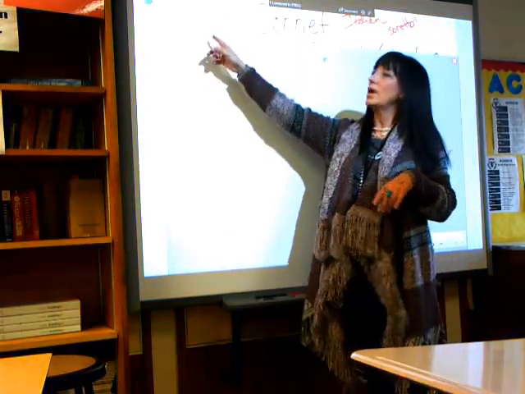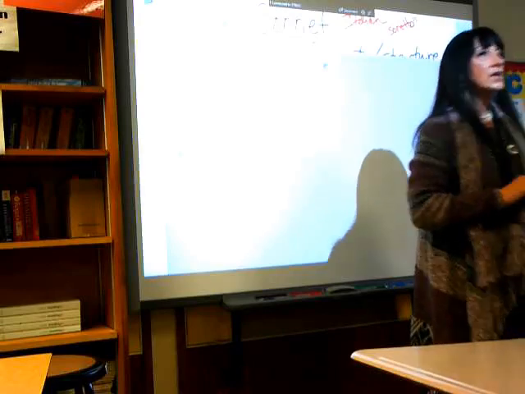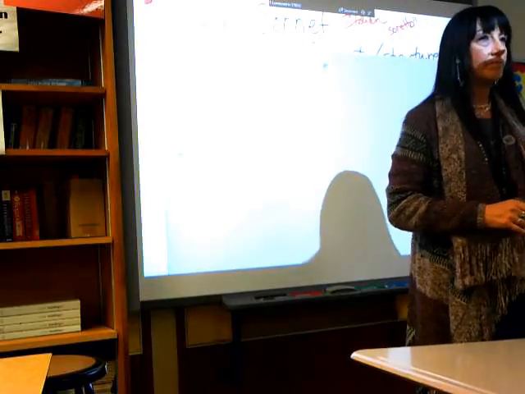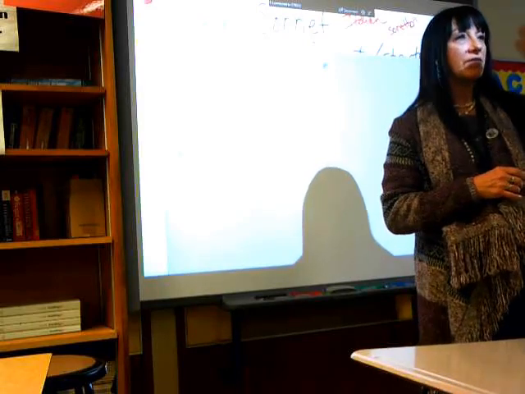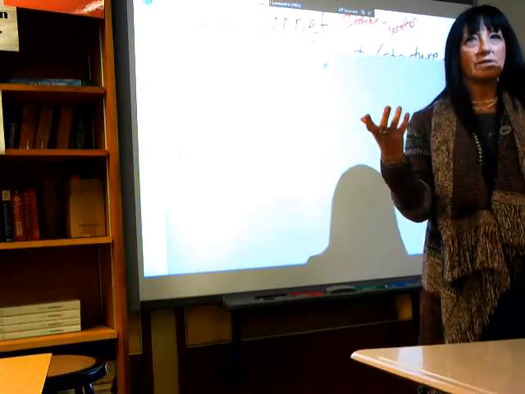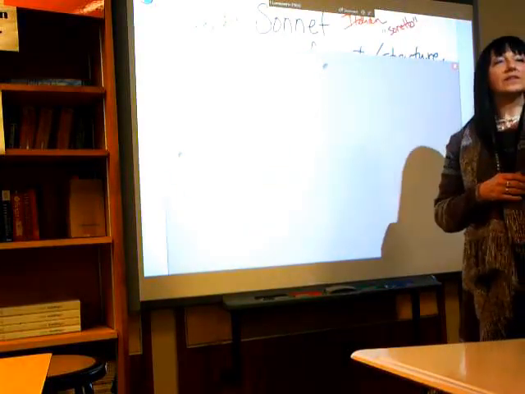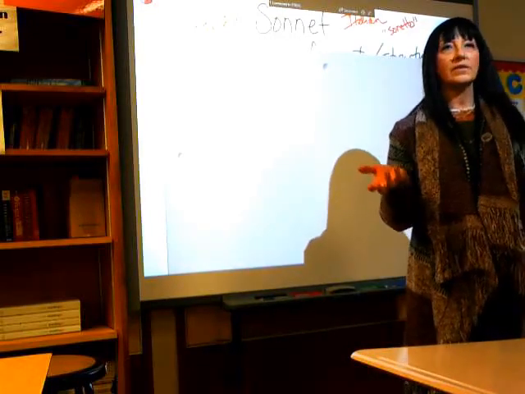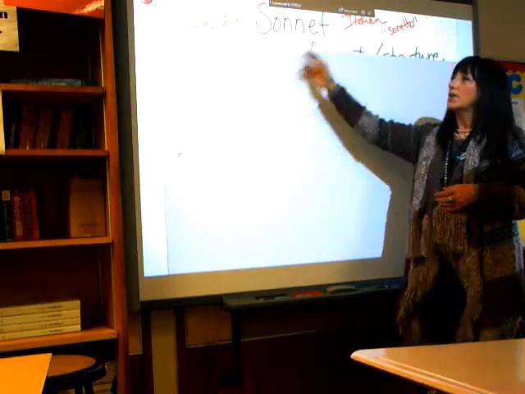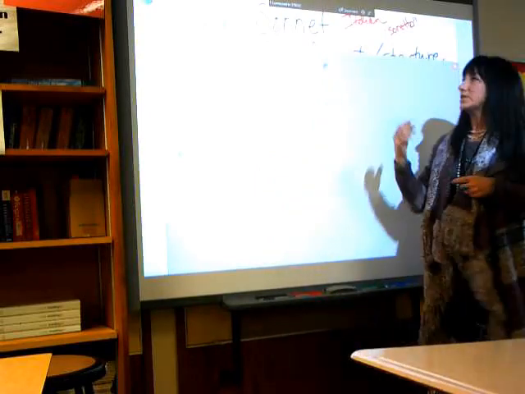A sonnet consists of one stanza. Do you know what a stanza is? In poetry, sometimes lines are grouped together with space in between them. And those little groups of lines are called stanzas. They could be equated to a paragraph in prose. Prose is not poetry, right? So a paragraph would be kind of equitable to a stanza in poetry. Not all stanzas are the same length. Not all paragraphs are the same length. Okay, so a sonnet only has one stanza. It's one block of text, no spaces in between, but it's built very particularly.